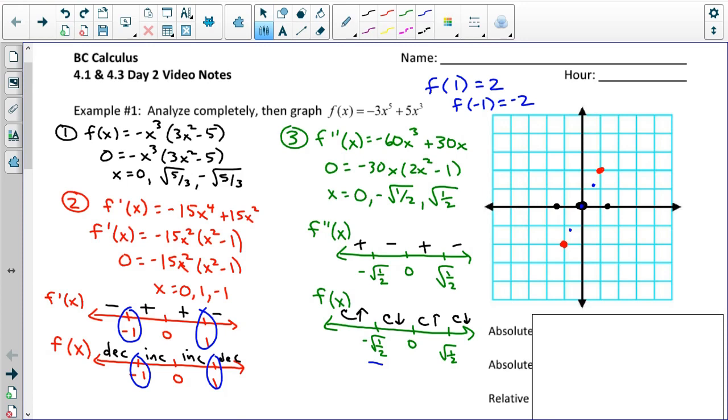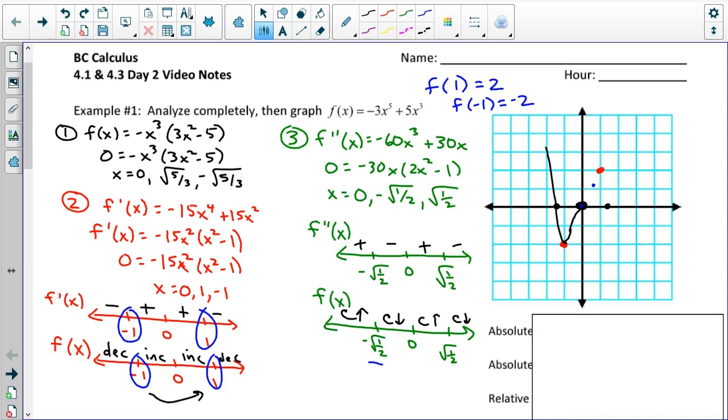What's definitely going to happen in this graph, based on what I have, is it is decreasing and concave up until negative 1. Then it starts increasing and concave up until this blue dot. Then it starts to stay increasing, but it's concave down. Then at the next blue dot, it stays increasing.